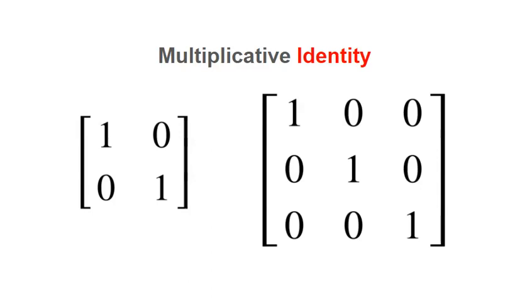A multiplicative identity is something we multiply by that does not change what we are multiplying. For matrices, a multiplicative identity looks like this. It has a diagonal of ones, and the rest are zeros. A multiplicative identity must be a square matrix. The two examples here are a 2 by 2 and a 3 by 3.